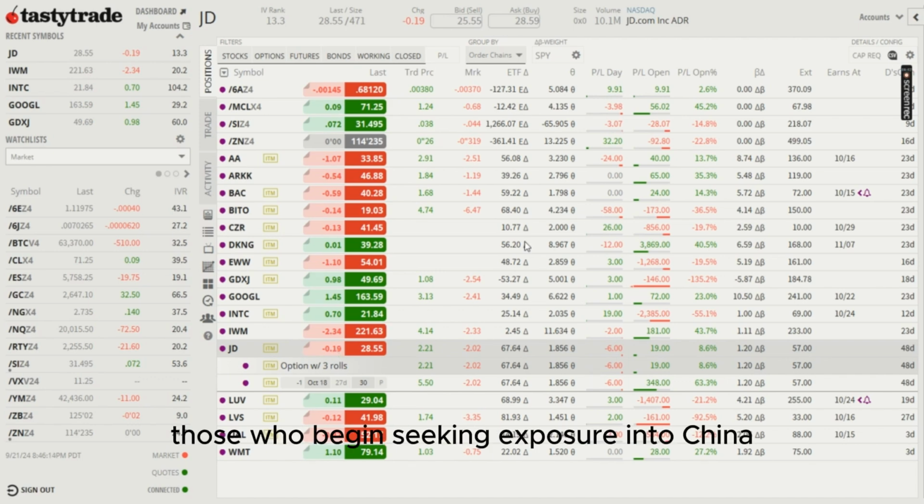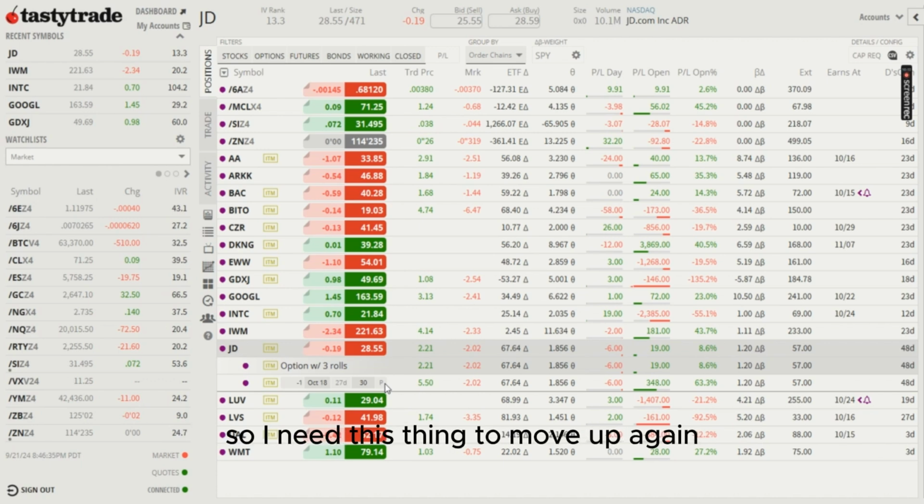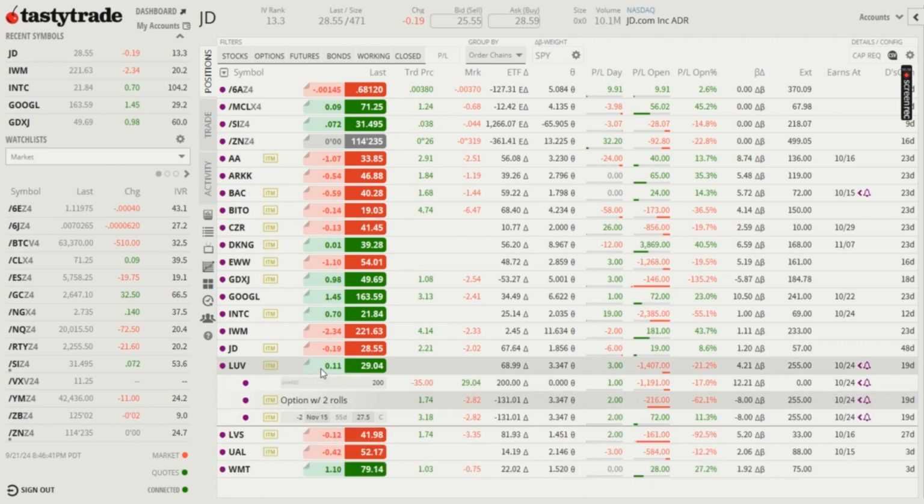For those of you, again, seeking exposure into China, this is one of the ways to go about it. Or you could do Alibaba, or you could do Baidu, or of course you can do FXI, one of the Chinese ETFs. I've been in this 3 rolls, so it's been a couple months. Initially, this started off as an earnings trade, and here we are. We're still in it. So I need this thing to move up. Again, ideally I'd like to take it for a 50% gain and move onward and upward.